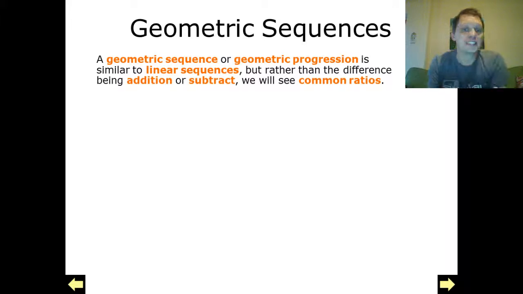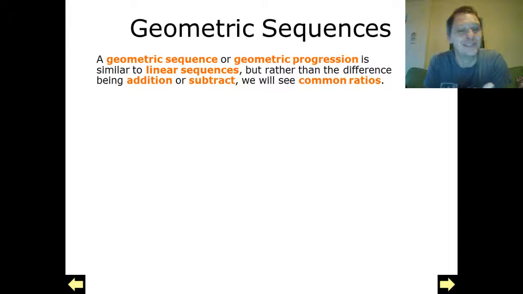So a geometric sequence, some of you may know it as geometric progression. They are similar to linear sequences and similar to quadratic sequences, but they have a difference. With linear sequences and quadratic sequences, those are working on the basis of what we call arithmetic sequences. So you are constantly looking at additions, subtractions, multiplications, divisions.